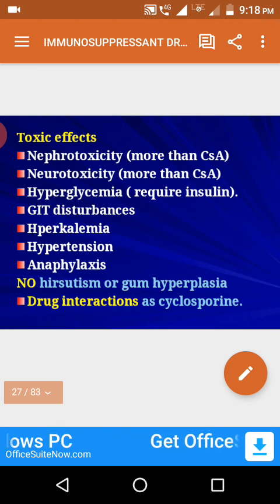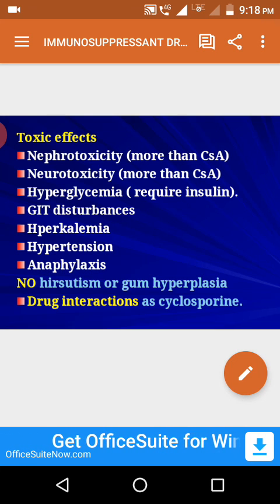Toxic effects: same toxicity, nephrotoxicity, neurotoxicity, but more than with cyclosporin. Nephrotoxicity, neurotoxicity, hyperglycemia, hyperkalemia, hypertension. But there is no hirsutism, there is no gum hyperplasia. Drug interactions are also like cyclosporin: enzyme inducers increase its clearance, enzyme inhibitors decrease its clearance.